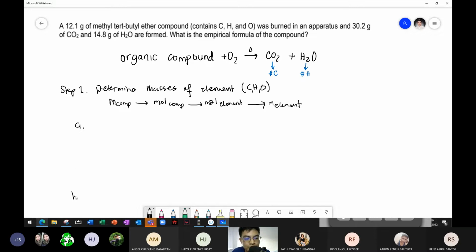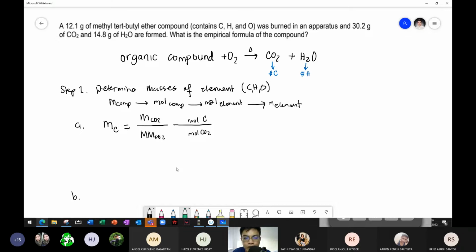How will we solve for them? Madali lang. So, mass ng carbon. So, your compound to determine the carbon is CO2. So, all you have to do is this. So, get your mass of the carbon dioxide divided by the molar mass of carbon dioxide. So, you get your mole of the carbon dioxide. Then you multiply it by the conversion of your compound to the element. So from CO2 to carbon. Nasa baba si CO2, nasa taas si carbon.